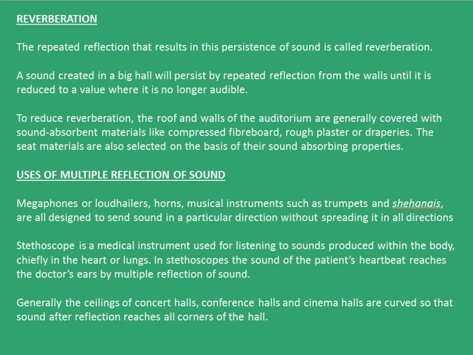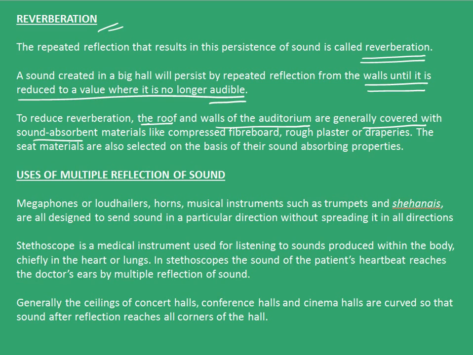Now similar to echo, we have something called reverberation. The repeated reflection that results in the persistence of sound is called reverberation. A sound created in a big hall will persist by repeated reflection from the walls until it is reduced to a value which is no longer audible. To reduce reverberation, the roof and the walls of the auditorium are generally covered with sound-absorbent materials like compressed fiberboard, rough plaster, or draperies. The seat materials are also selected on the basis of their sound-absorbing properties.